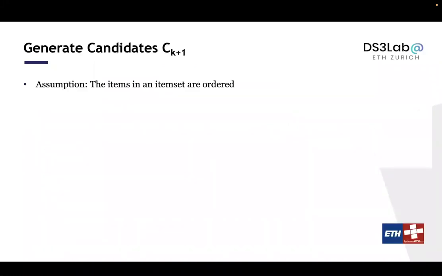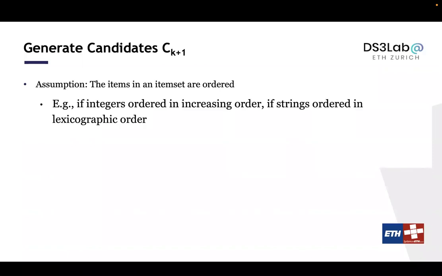So now let's look at this in a little bit more detail. Here, assume the items in the item set are ordered, okay? If your items are encoded by integers, you can just order them in increasing order. If they are strings, you can order them in whatever order you define. Let's assume all the items can be ordered because that's going to make our computation much easier.